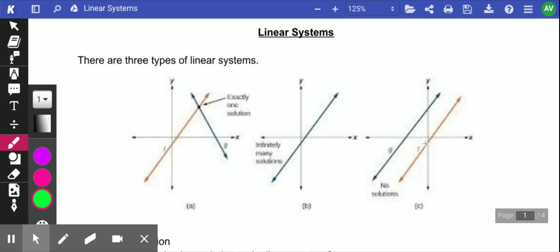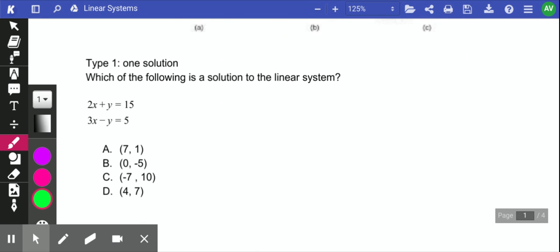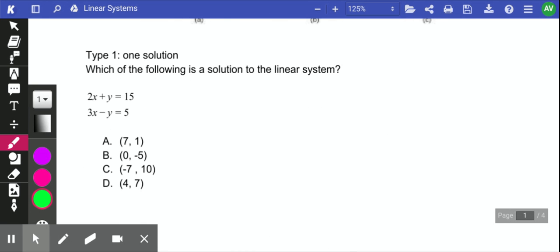Okay, so if they intersect in one place, they look like this. If they're the same line, they have infinitely many solutions. And if the lines are parallel, they have no solution. All right, let's try this. We're going to focus on the first type, the one where there's one solution, for now.